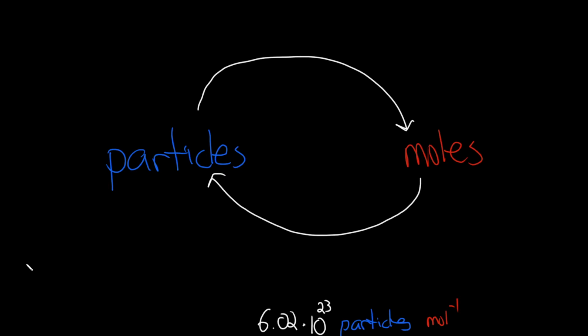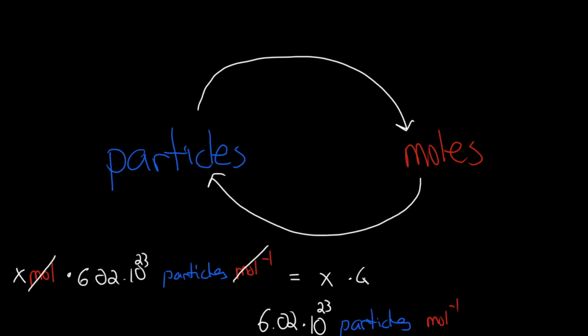So let's now say that we have x mole, and we want to know how many particles we have. So we need to make this expression cancel out mole, so we end up with particles. And in this case, it's pretty easy. We just multiply by Avogadro's number with the units particles per mole. Now we can see that the unit of mole cancels out because it's mole divided by mole. So we're just left with x times 6.02 times 10 to the power of 23 particles.